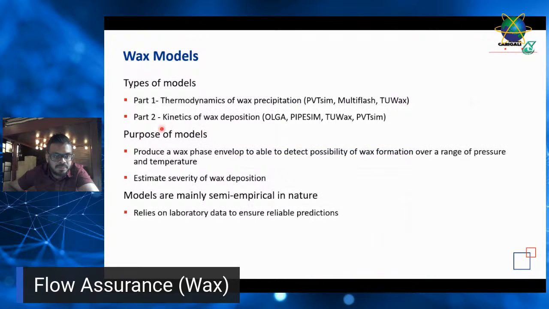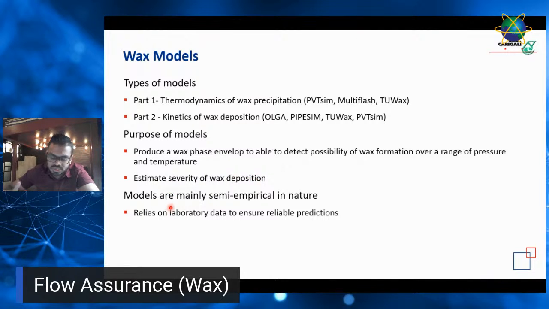Another part is actually your kinetics of your wax deposition. So there's a kinetic model that predicts the thickness of wax that will deposit on your pipeline. OLGA uses a model called the Matzain model, which is quite well known to this day. So we are using OLGA to predict the amount of wax being deposited on the pipeline. The purpose of the models is to produce a wax phase envelope to be able to detect the possibility of wax formation over a range of pressure and temperature, and estimate the severity of wax deposition.